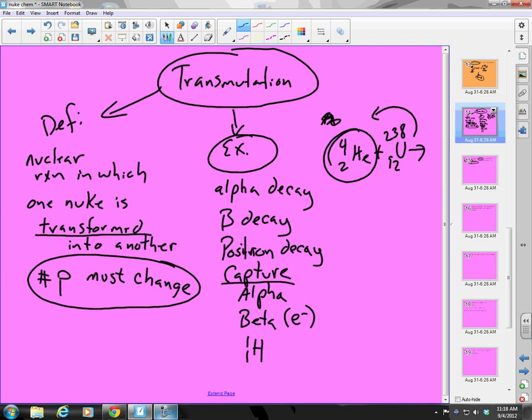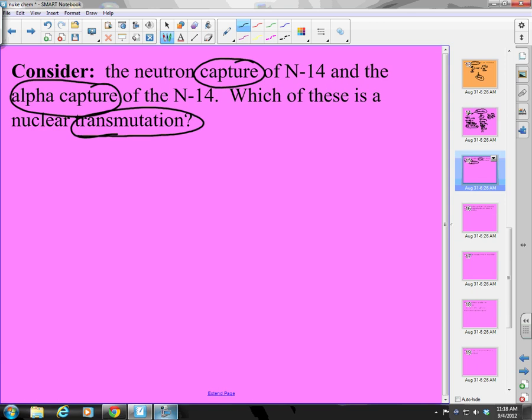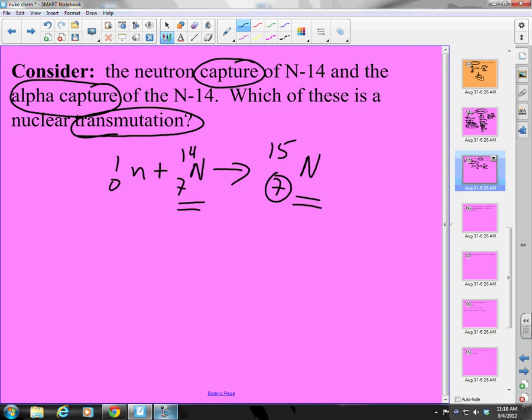So let us look at our question again. I have neutron capture of nitrogen-14. Here we go. I have a neutron, and it's captured by nitrogen-14. That means that's a 7. What do I get out of that? I get 15 and 7. 7, I look on the periodic table, is nitrogen. Did my nitrogen transmutate into something new? The answer is no, it did not transform, so this is not an example of nuclear transmutation. How about alpha capture?